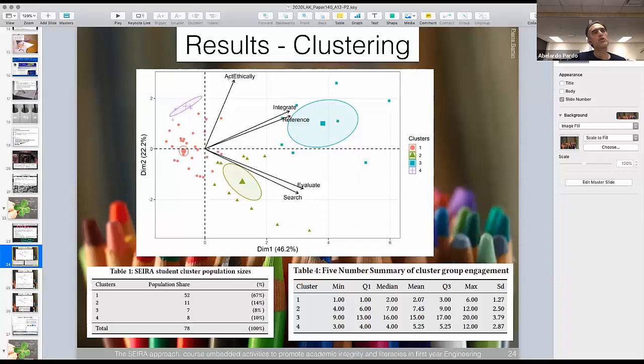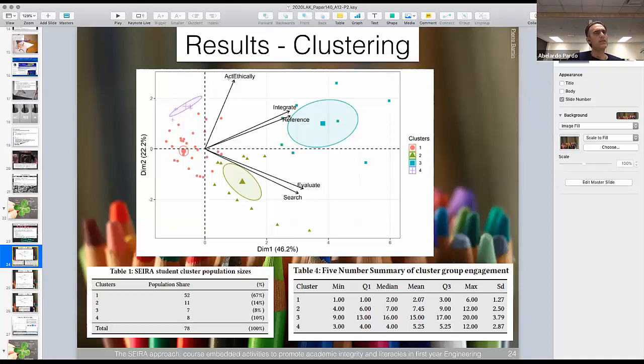And the results show us that integrate and reference seem to be explaining a similar amount of variability and in the same direction, whereas evaluate and search seem to have a completely different approach, or a completely different way of explaining the variation. And act ethically appears on its own category.